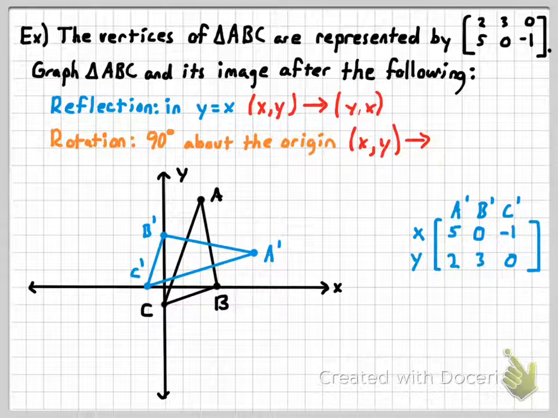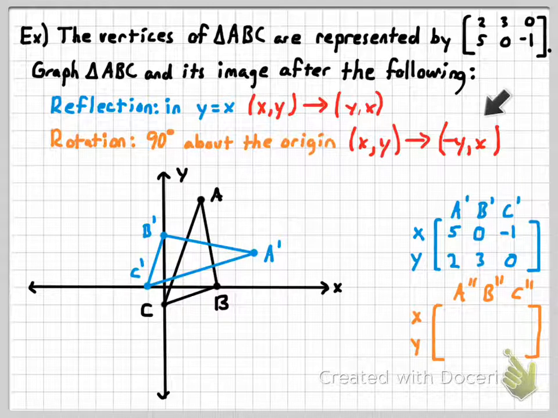Now, if you recall, what happens whenever you rotate a point 90 degrees about the origin is that you switch the order of the x and y coordinates, but you use the opposite of the y coordinate. All right, so we'll put y then x, but we're going to use the opposite of the y value that we begin with. So let's figure out what the coordinates of the final image of this composition are.